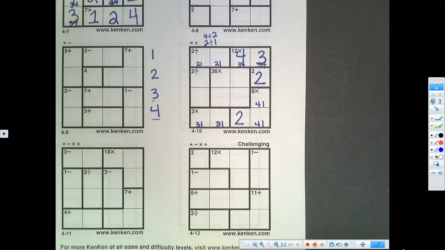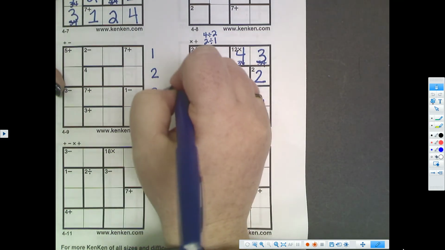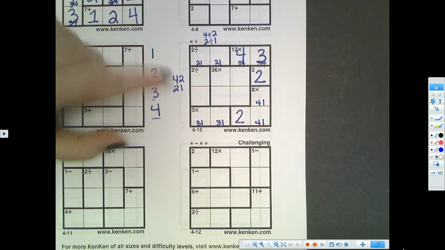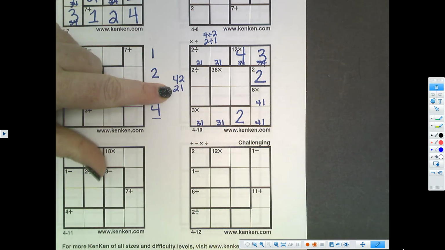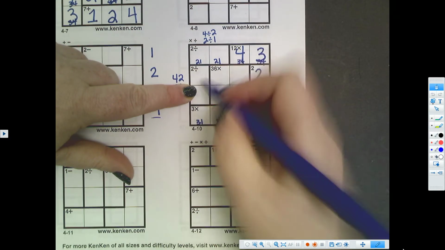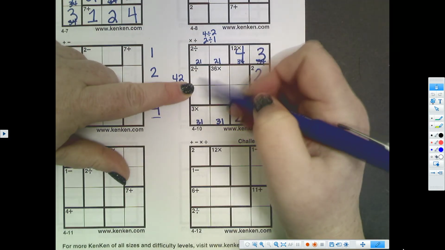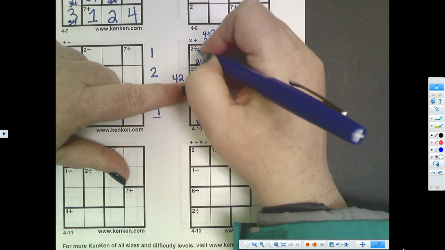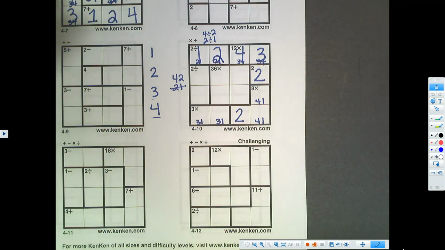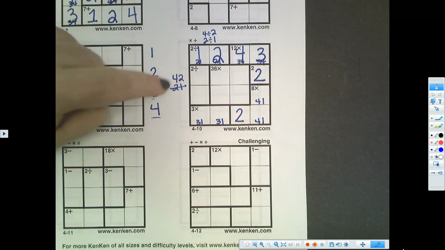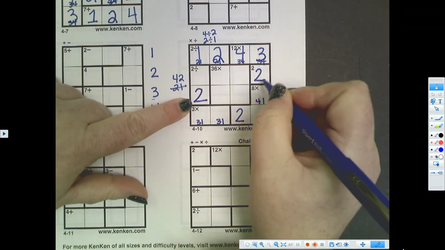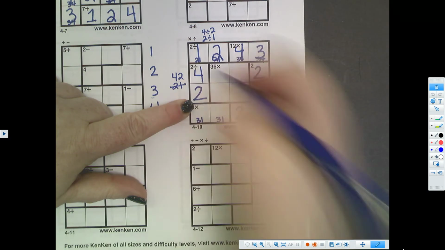Now looking at this box, my two options are 4, 2 or 2, 1. Both of these options use a 2. So no matter what, I have to put a 2 in this column, which means that the 2 cannot go here because I have to put a 2 in this box. So this has to be 2, 1, which eliminates that possibility. So this has to be 2, 4, which means that the 2 would go in the bottom because of this 2. The 4 will go on top.